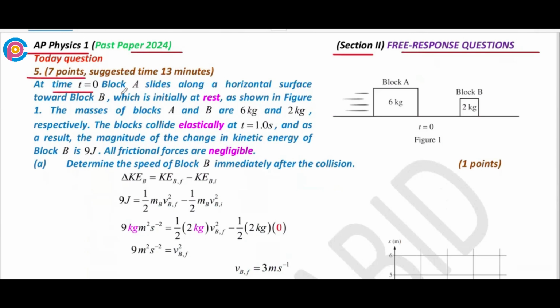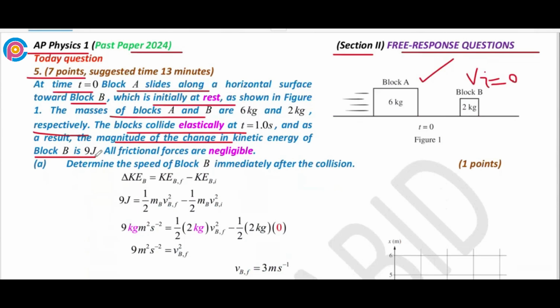At time t0, block A slides along a horizontal surface toward block B, which is initially at rest, meaning the initial velocity of B is equal to 0. The masses of blocks A and B are 6 kg and 2 kg respectively, as shown in the figure. Block A collides elastically with B at 1 second. As a result, the magnitude of the change in kinetic energy of block B is 9 joules. All frictional forces are negligible. Determine the speed of block B immediately after the collision.